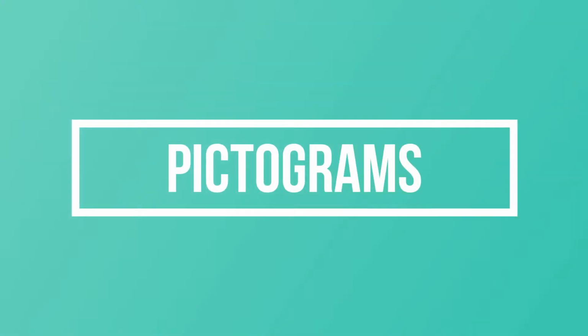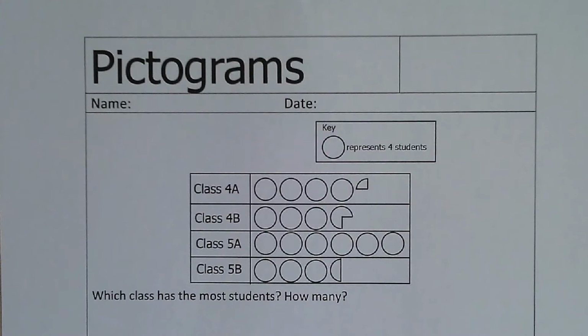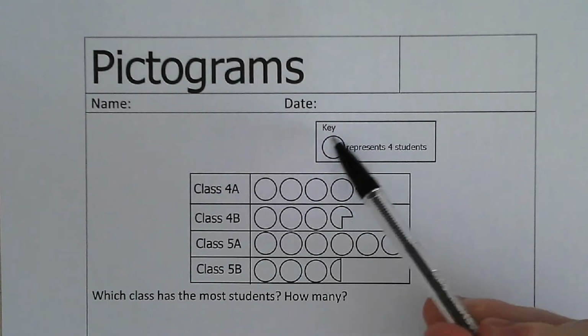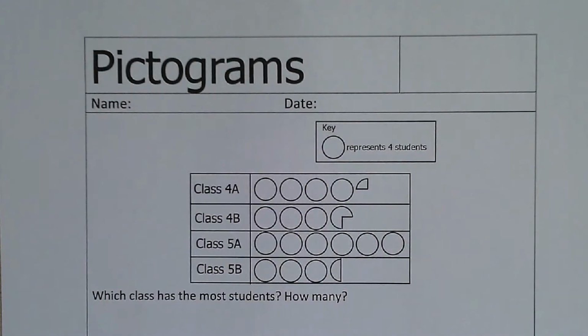Welcome to today's lesson. Today we are going to start looking at pictograms. A pictogram is a chart that uses pictures to represent data. Here we have a pictogram that represents the number of students in each class. We have a key that shows us that a full complete circle represents 4 students.